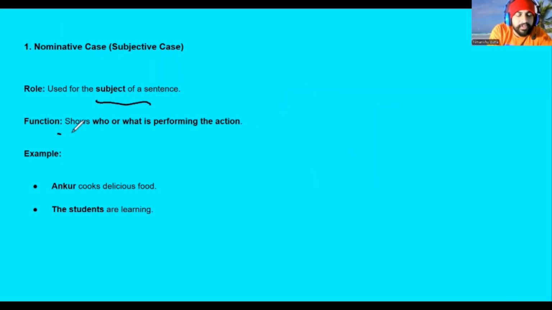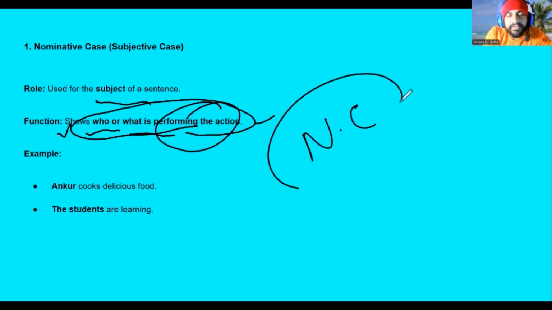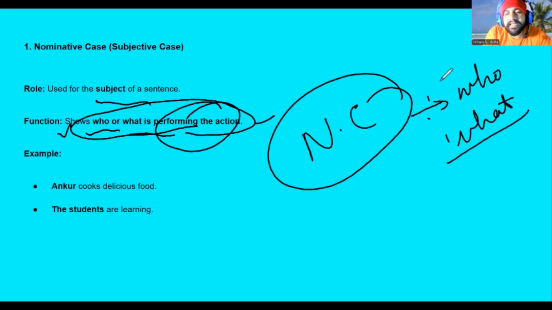What is the function? It shows who and what is performing the action. Basically, what you should understand is: what is the role of the noun here? The role is performing the action. So who is performing and what is performing the action will always be the nominative case. The nominative case helps us understand who is going to perform the thing or what is going to be done in the sentence.